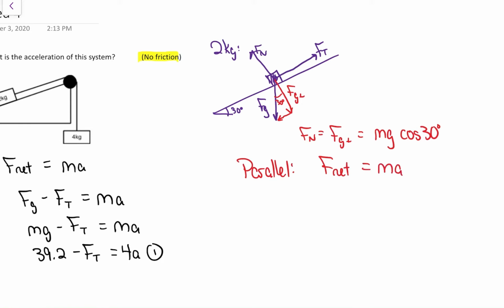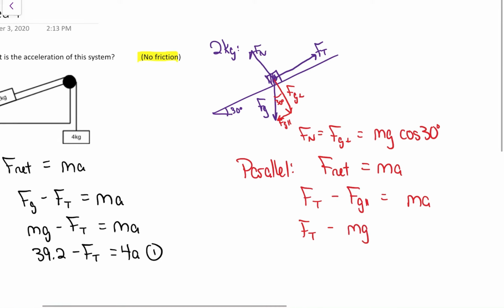We're going to set up F net equals ma. The force that's winning, that's going to make it move, is the tension. The force that it's got to beat is the component of gravity. That's this component down here, Fg parallel. That's going to be equal to ma. I don't know Ft, but I know Fg parallel. It's opposite the angle, so that's related to the sine.